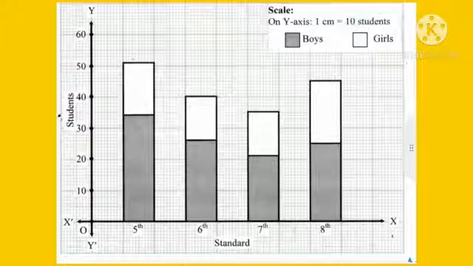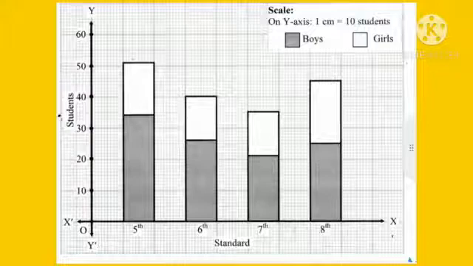Then the total number of students in standard 8 is 45. So we will draw a bar up to the marking of 45 and then we will mark till the 25 marking of the same bar and we will shade that, as that is the number of boys in standard 8, and the unshaded part is representing the number of girls in standard 8.